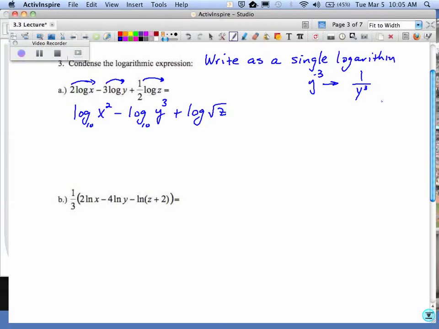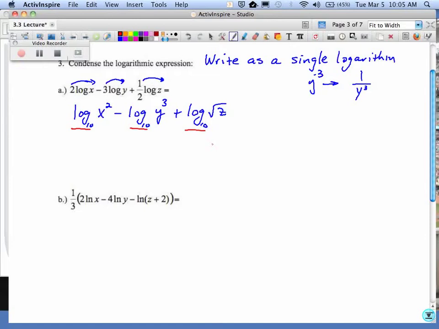Now, when you look at what we have left, we always check. Okay, base 10, and I didn't write it here. This is base 10. All of my logarithms are base 10. Those are the only ones you can squish together. Only the ones that have the same base can you squish together. So we're going to have one big log base 10.